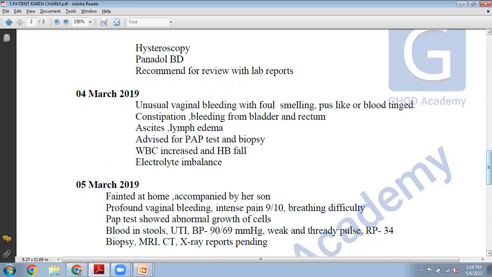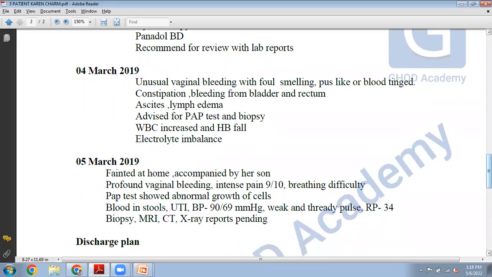Okay, so the next visit happened on 4th March, that is the very next day. Unusual vaginal bleeding with foul smell, pus-like or blood tint.